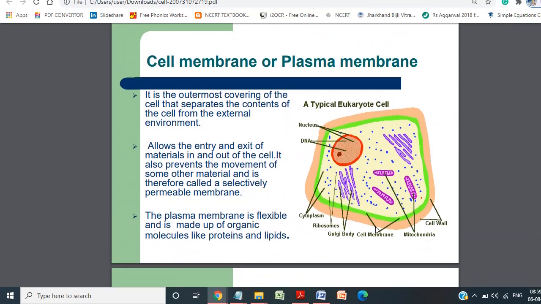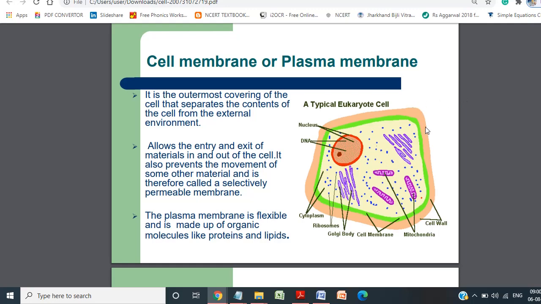Okay, so we'll have a quick outlook into the cell membrane or the plasma membrane. The cell membrane or the plasma membrane is the outermost covering of the cell that separates the contents of the cell from the external environment. So this is the plasma membrane. It is the outermost layer that separates the cell from the external environment and allows the entry and exit of materials in and out of the cell.